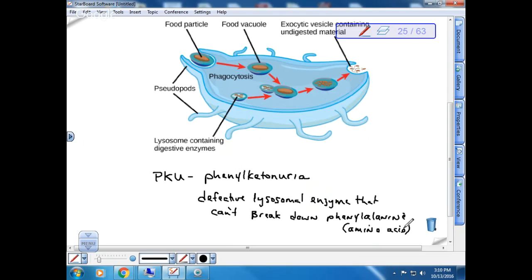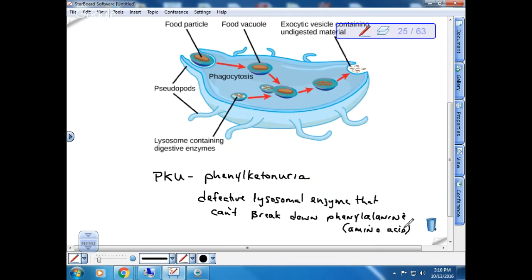They prick their heel, right? And they take a blood sample. So when the baby is born, they prick the heel and take a sample of blood, and they're looking for elevated levels of phenylalanine. The reason for this is that if phenylalanine accumulates in the neurons, in the nervous tissue, it will lead to mental retardation or mental deficiencies.